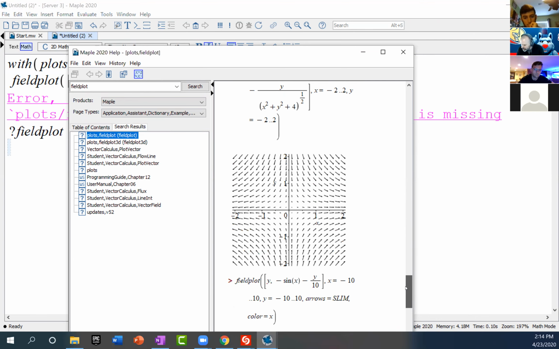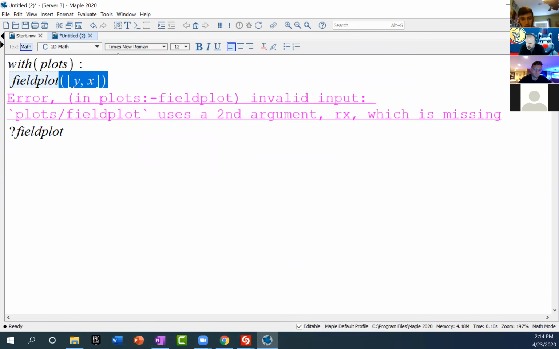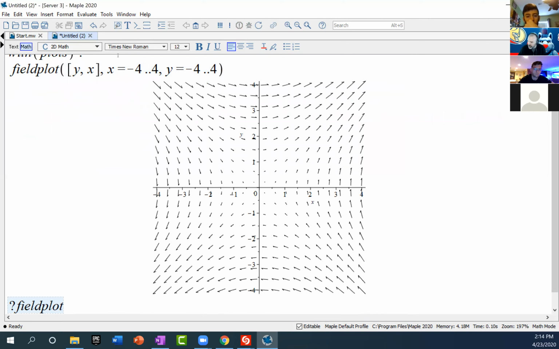Field plot, bracket, oh, then I need an x and a y. Okay. All right. And let's do, we don't need it very big. X equals -2 to 2, maybe -4 to 4. Y equals -4 to 4. There we go. And there's our field plot. And so our object moved from 0, 0 to 2, 8 along that path.